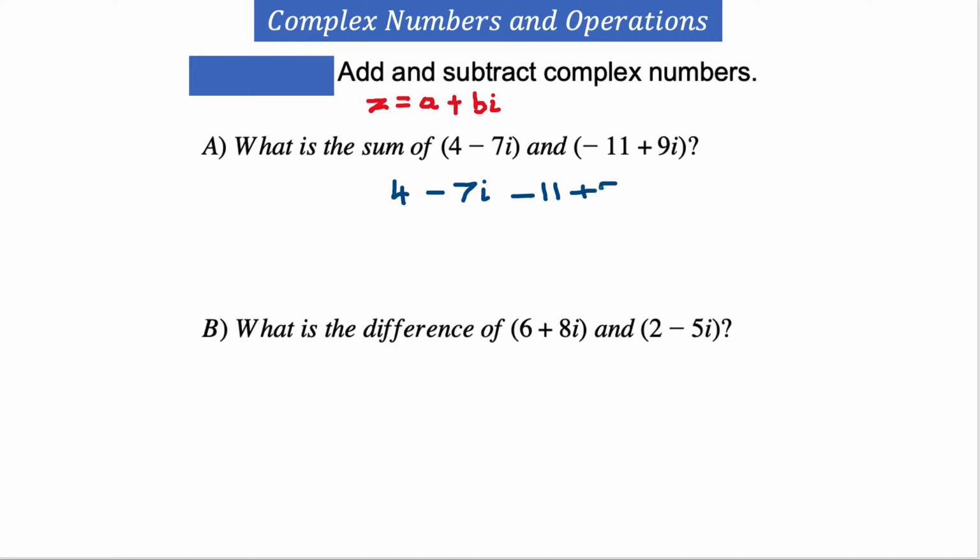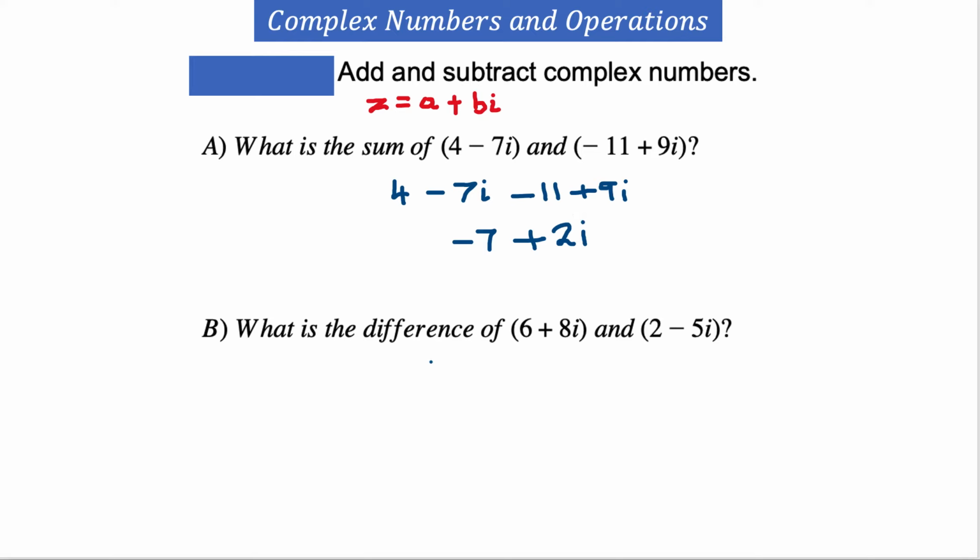When we add them, we add the real part with the real part and the imaginary part with the imaginary part. The real part is 4, and for the second number it is minus 11. 4 minus 11 is minus 7. And the imaginary part, minus 7i plus 9i is plus 2i. So this is the sum of these two complex numbers. The sum in part A is minus 7 plus 2i. Now we go on to B.